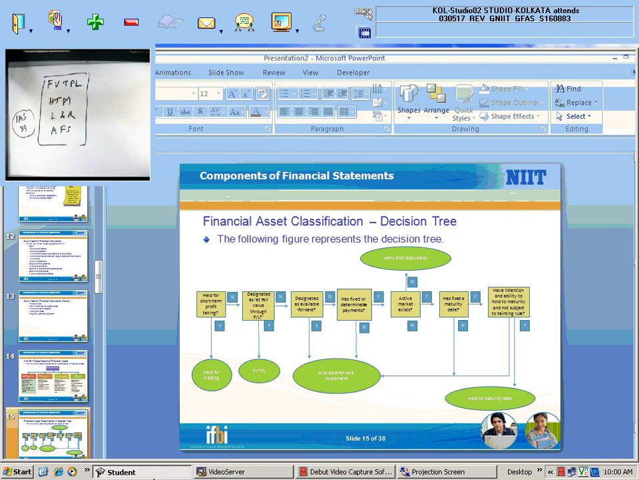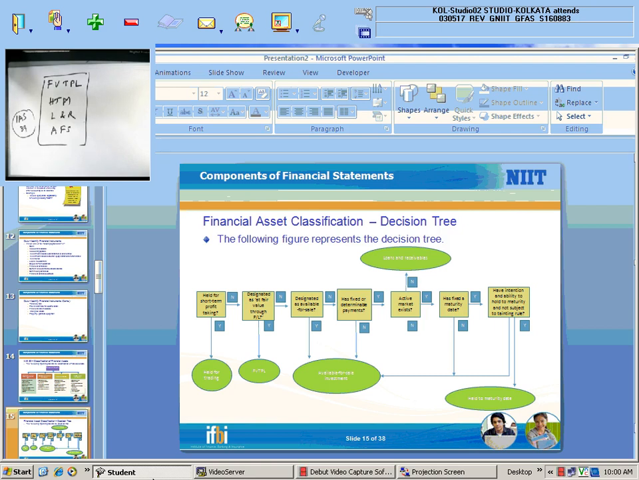Otherwise, if it has fixed determinable payments and there is an active market existing for those assets, then we see whether the asset has a fixed maturity date. If there is no fixed maturity date, then it can again be classified as available for sale investment. But if there is a fixed maturity date, then the last thing we look at is whether the entity has the intention and ability to hold till maturity and is not subject to the tainting rule, in which case it will be held to maturity assets. If the answer is no, then also it can be classified as available for sale investment.